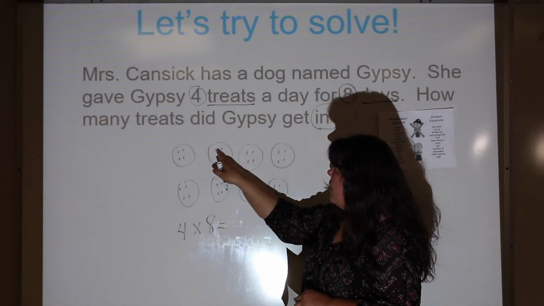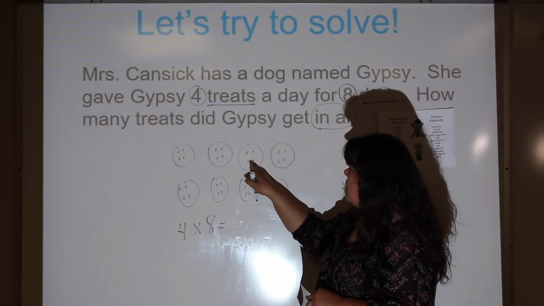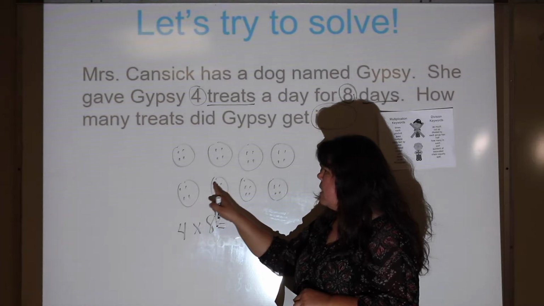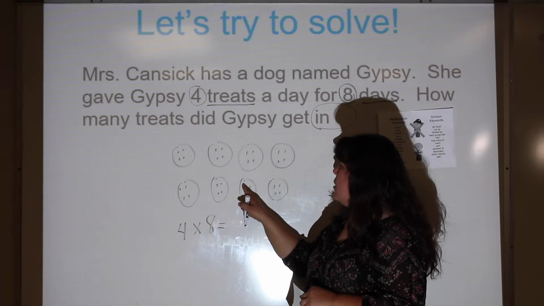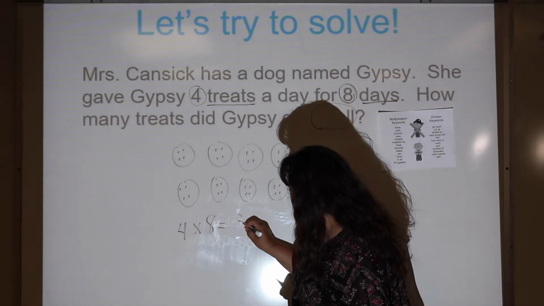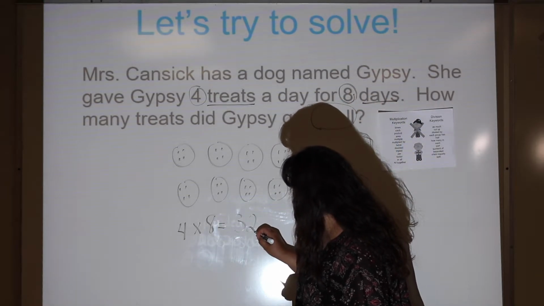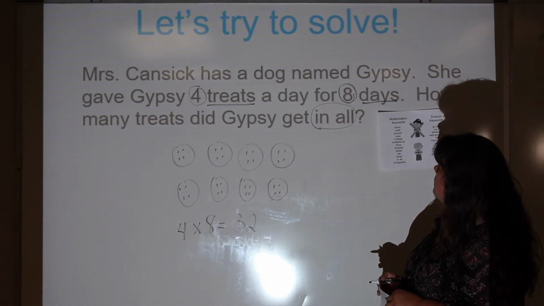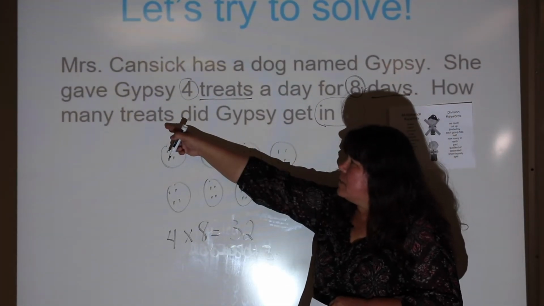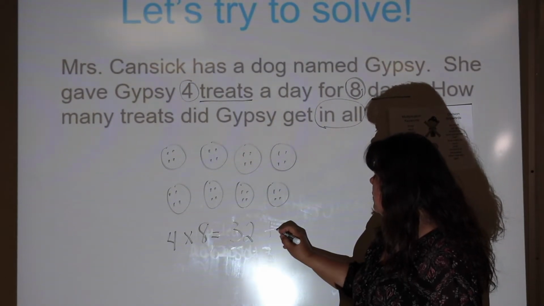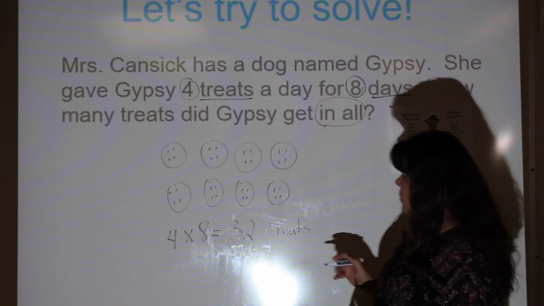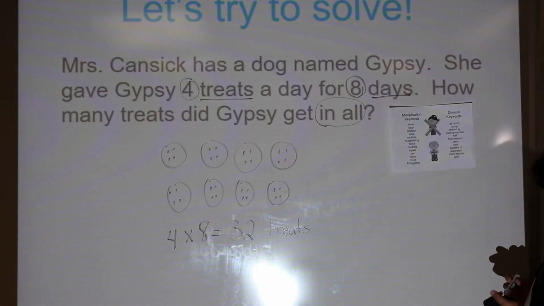So 4, 5, 6, 7, 8, 9, 10, and on counting up through 32. Boy, I can see why we need to know those multiplication facts because it would make it a lot faster. So, she has 32 what? Treats is what she has. So we'd write our label to go with it so we know what we're talking about. Okay, there's the first one.